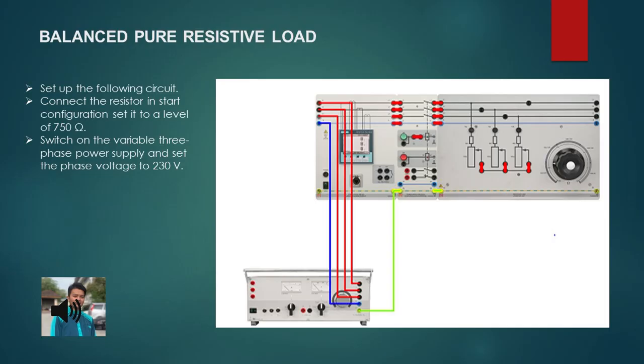Okay, this is the procedure for how to set up the balanced pure resistive load. First of all, you have to set up the following circuit as shown. Secondly, connect the resistor in star configuration and set it to a level of 750 ohm. In this lab experiment, we have to find the result when the value of the resistor is 750 ohm, 500 ohm and 200 ohm. Lastly, you can switch on the variable three-phase power supply and set the phase voltage to 230 volt.